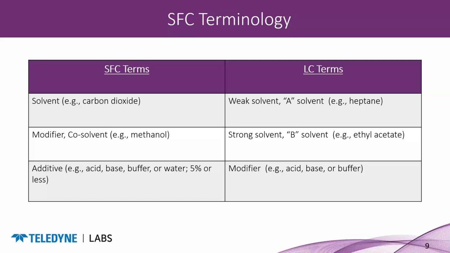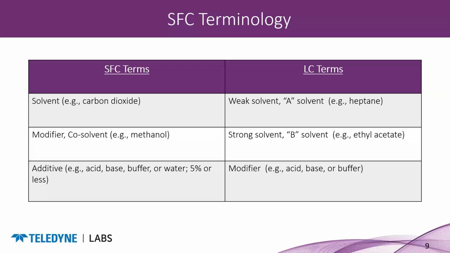So some terminology gets thrown around between LC and SFC. When we talk about solvent in SFC, we're often referring to the carbon dioxide. In LC, the comparable term would be the weak solvent, generally speaking, like heptane. When we talk about modifier or co-solvent in SFC, we're generally referring to the more polar solvent that's added and mixed with the CO2 on the instrument. That would be comparable to the strong solvent, something like ethyl acetate, in LC.